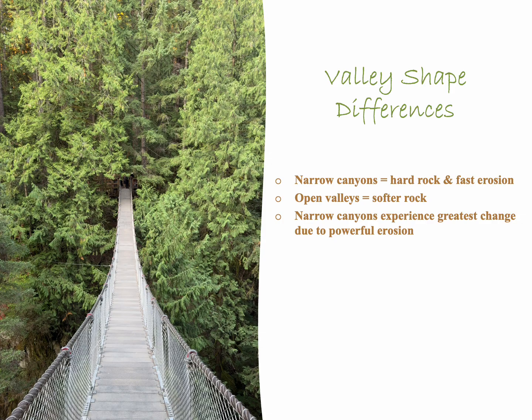Now the valley shape differences. As we saw, the valley has narrow canyons, and that is due to hard rock and fast erosion. The open valleys lead to softer rocks. The narrow canyon experienced the greatest change due to powerful erosion. So that was all about the valley shape.